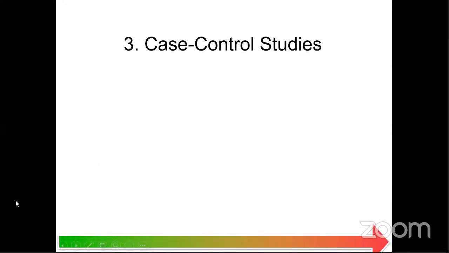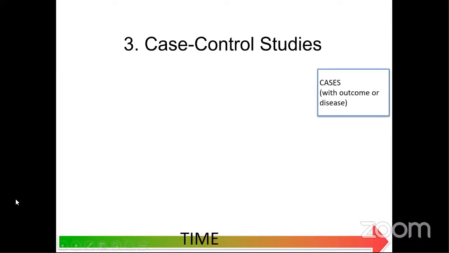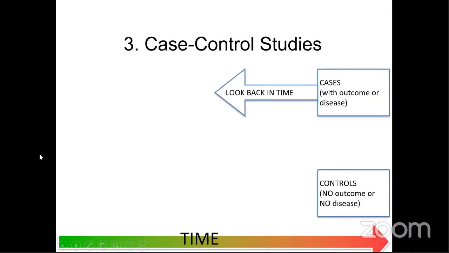Okay. Again, you look at it over time. So cases with outcome or the disease, or controls, no outcome or no disease. So you look back. Okay. So your cohort is forward looking. Case control, on the other hand, is retrospective. It looks back in time. Did they do this intervention? Hence, this happened.